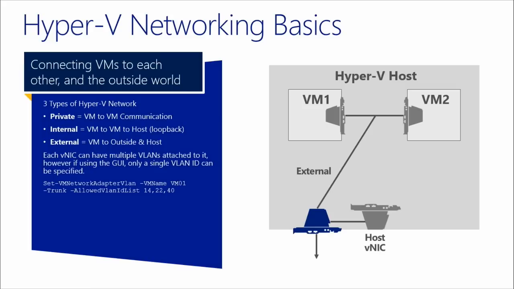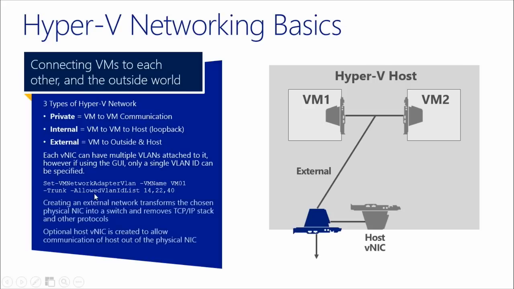So each VNIC can have multiple VLANs attached to it. If you're using the GUI, only a single VLAN ID can be specified. But if you do want to trunk multiple VLANs to a particular VM VNIC, then you need to use PowerShell. And the PowerShell command is handily presented there for you in the slides.